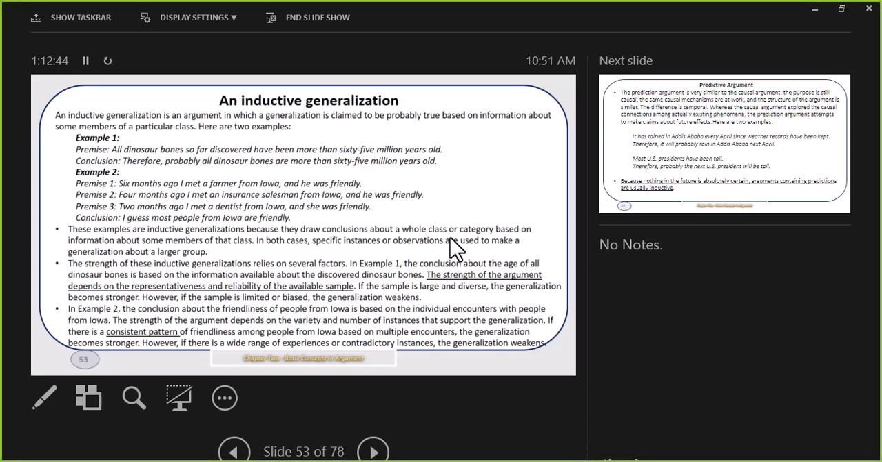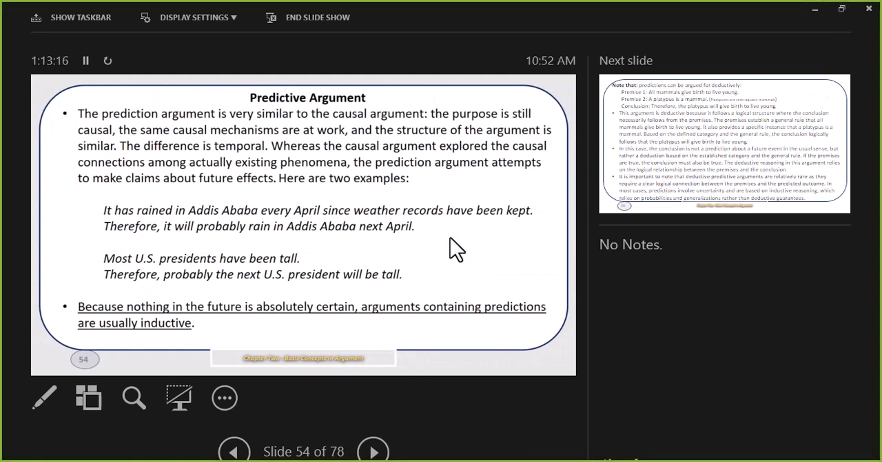An inductive generalization can be taken as a good argument if and only if the sample is representative and big enough, strong enough to represent the whole population, right? The strength of the argument depends on the representativeness and the dependability or reliability of the available sample. The sample must be strong enough or big enough to be taken as a good inductive argument. The fallacy associated with inductive generalization, hasty generalization, we will come to later on when we deal with informal fallacies, right?